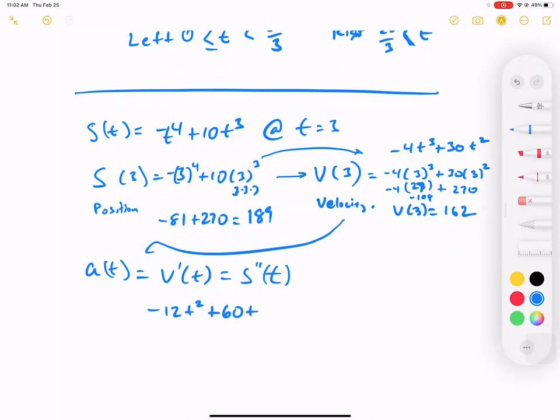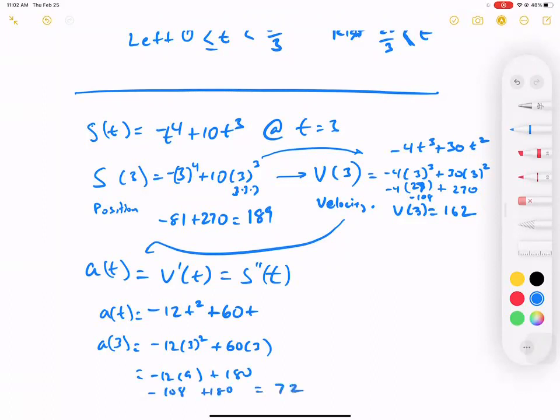Negative 12. At least I'm not getting the calculus part wrong. And then we want to figure out what a of t, the acceleration, is at 3. Negative 12 times 3 squared plus 60 times 3. That's 9 times negative 12, which is negative 108, plus 180, which is 72. Okay, so acceleration is 72. Okay, that's it.